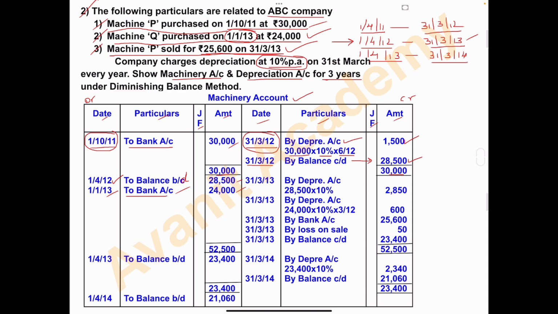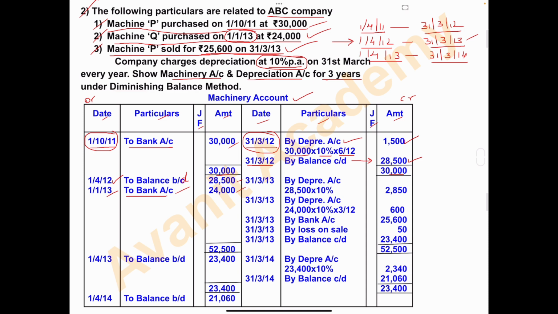So in the second financial year, 12 to 13, at the end on 31st March 2013, what have they done? They have sold machine P. So before selling the machinery, we have to calculate depreciation on that machinery.